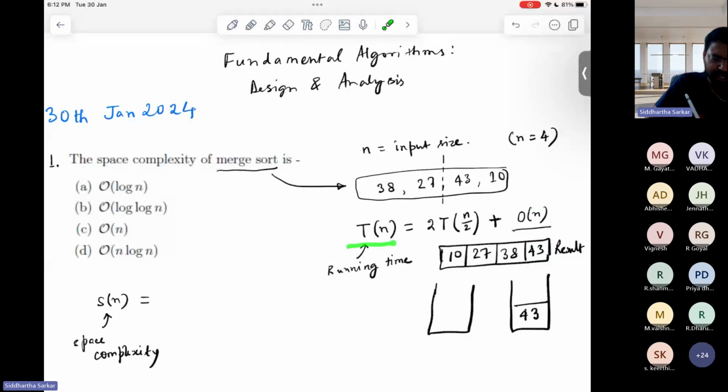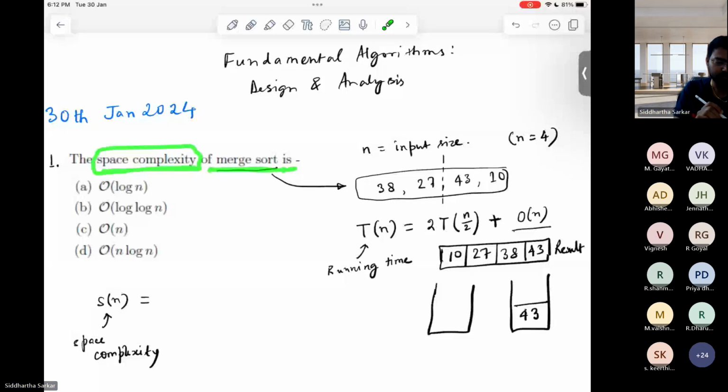So this is the running time recurrence for merge sort. Okay, so this was just for warm up. So we want to ask ourselves, what is the space requirement? What is the space complexity of merge sort?